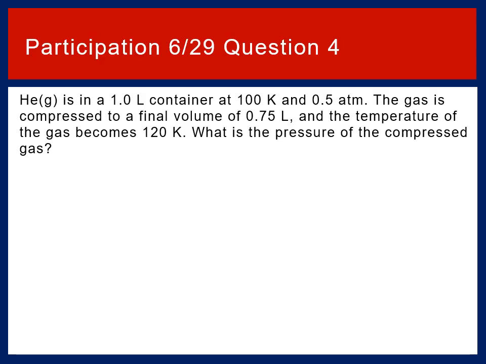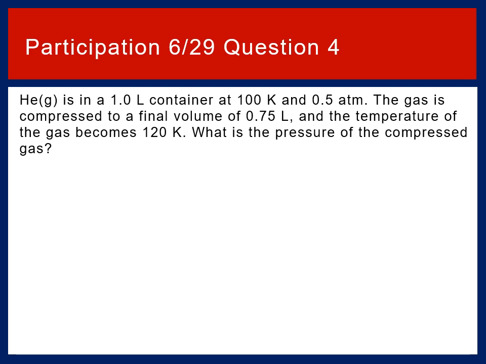Participation 629, question 4. Helium gas is in a 1.0 liter container at 100 K and 0.5 atmospheres. The gas is compressed to a final volume of 0.75 liters, and the temperature of the gas becomes 120 K. What is the pressure of the compressed gas? This is the 4th question on participation 629, due Monday, June 29th at 11:59 p.m. over on Blackboard. The link to the assignment is right below the links to these videos.